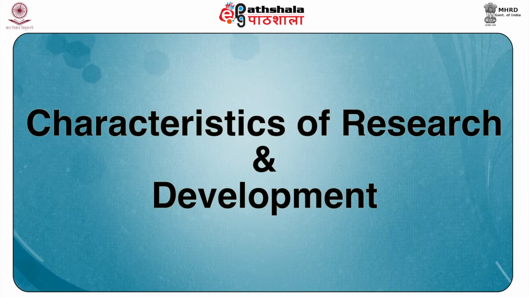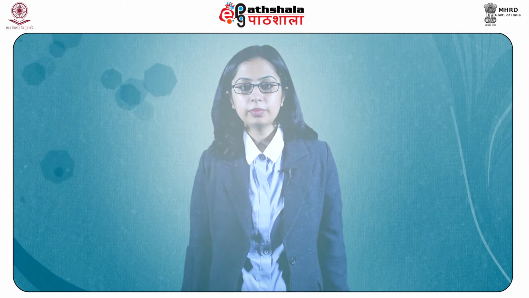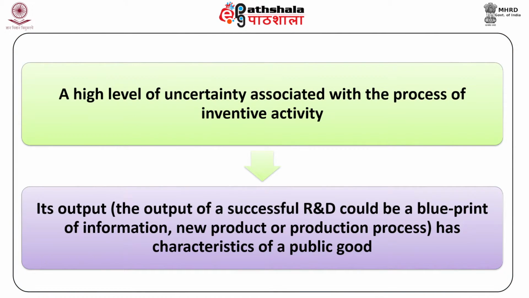Next is characteristics of research and development. The spending by firms on R&D on development of a new product or low-cost production process is part of a strategic move to gain advantage over their rivals. The basic economics of an R&D process or inventive activity presents a special case for at least two reasons. First, a high level of uncertainty associated with the process of inventive activity, and second, because its output, the output of a successful R&D, which could be a blueprint of information, new product or production process, has characteristics of a public good.